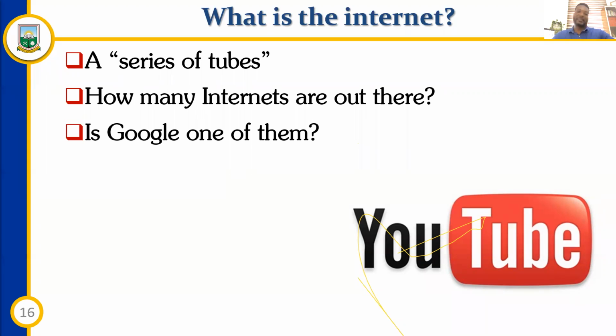And how many internets do you think exist? Will you also say Google is one of them? Can we say Google is an internet? Augustina and Chroma. Is Google an internet? If yes, what makes it an internet? If no, why is it not?